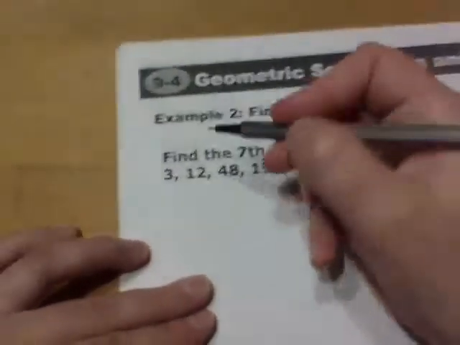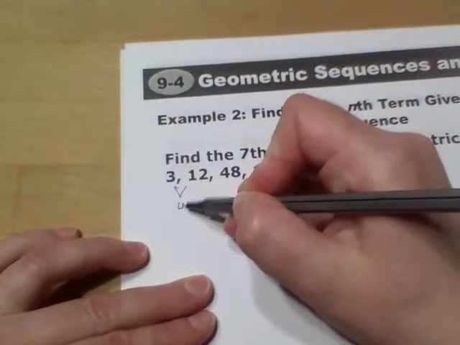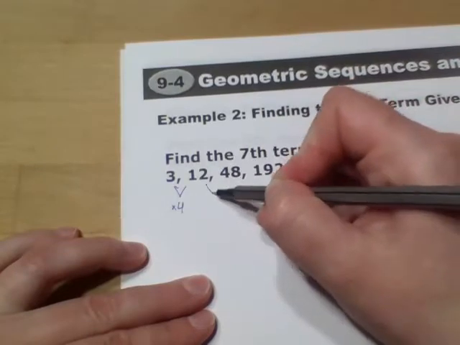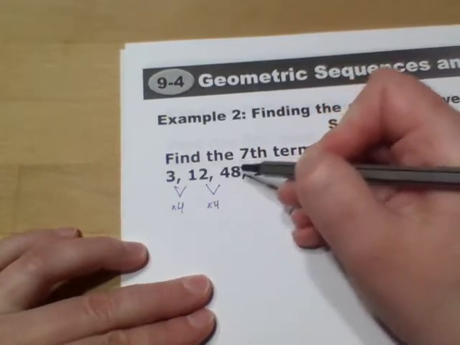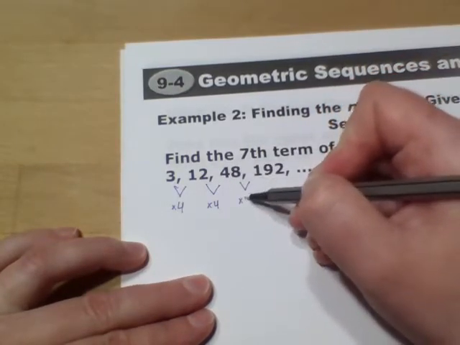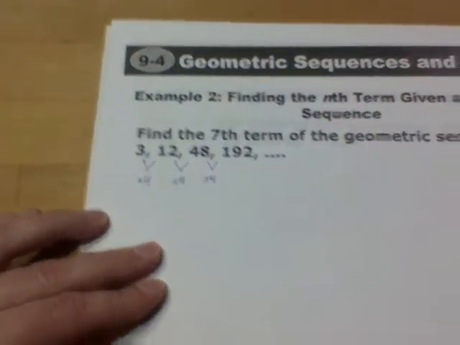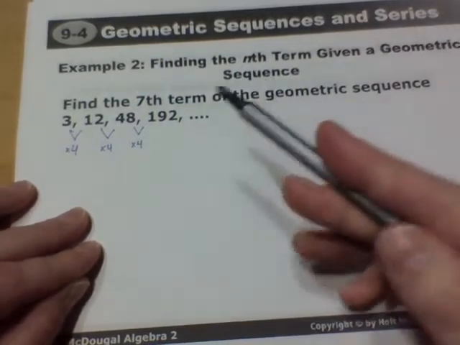In fact, as we look at the pattern, 3 times 4 is going to be 12. 12 times 4, again, is going to be 48. And then times 4 is apparently 192. All right, and they want you to find the seventh term.